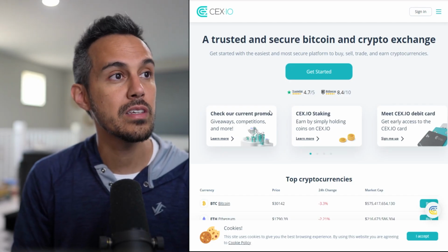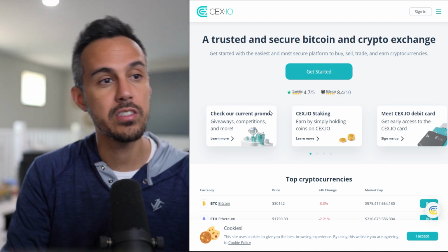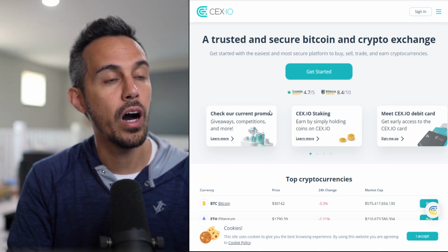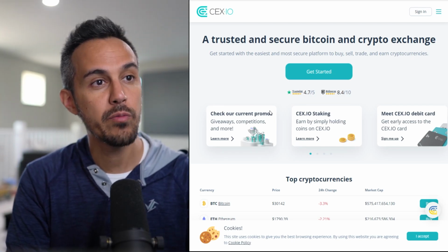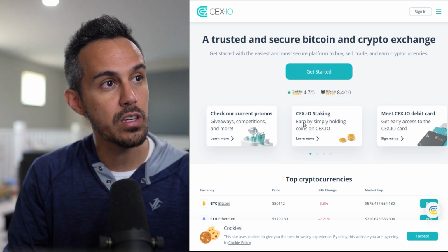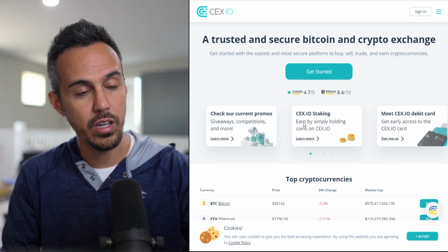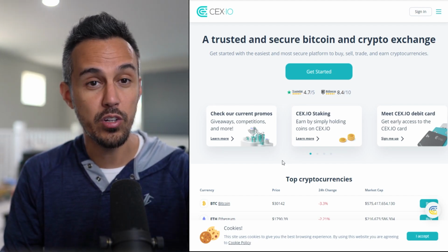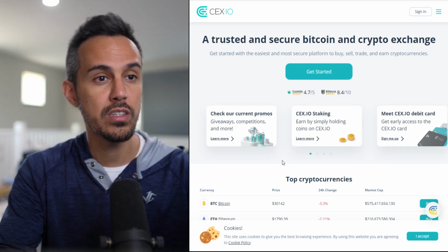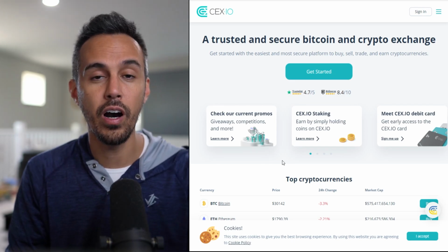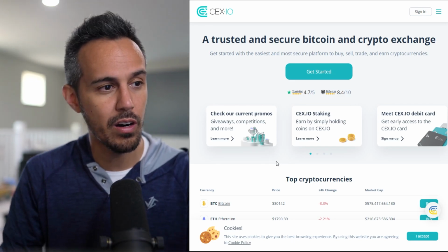So here on the website at CEX.io, I'll put a link in the description so you guys can check this out. I'm not going to spend too much time on this, but I want to give you a brief overview of what this is all about. The easiest, most secure platform to buy, sell, trade, and earn cryptocurrencies. It's easy to sign up for this. Literally, you can do everything that you need to do in the crypto space here. They have a bunch of giveaways, competitions, staking. They even have a way to get early access to their debit card.